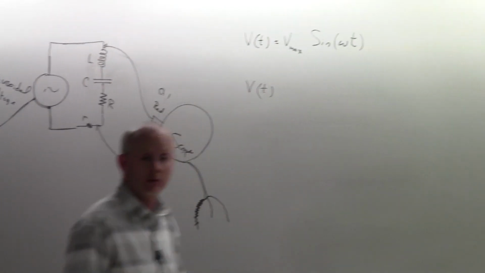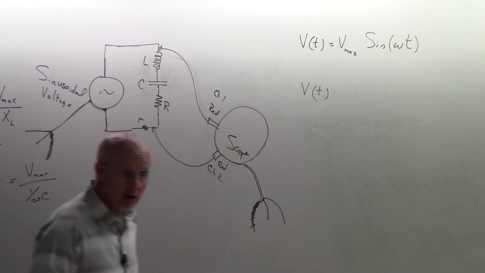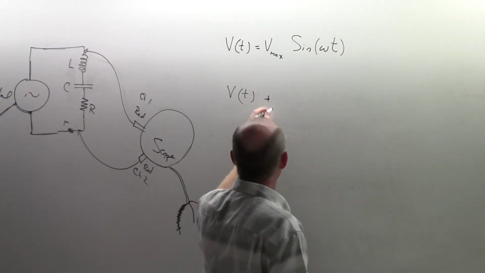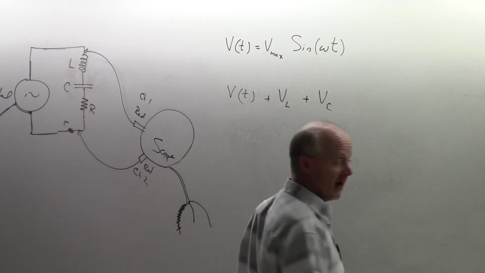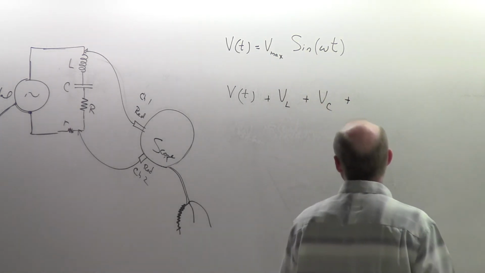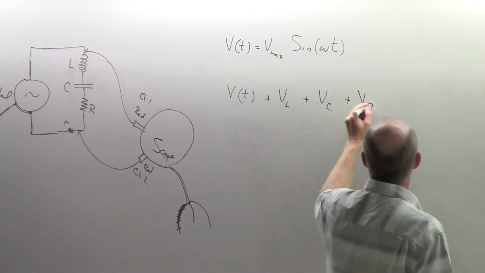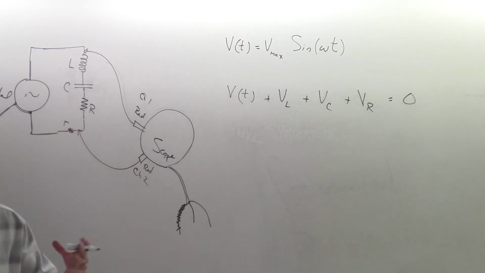All right, well, I guess I've got voltage as a function of time here. Then I guess I would have the voltage from my inductor. Then I guess I'd have my voltage from my capacitor. And then I would have my voltage from my resistor. That'd be 0, right? That would be adding up around the loop.